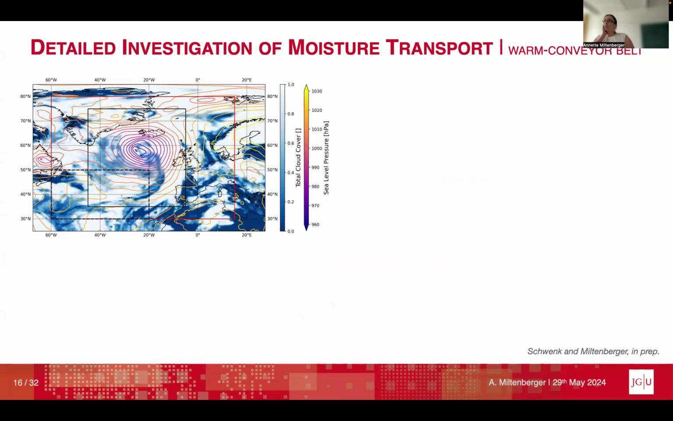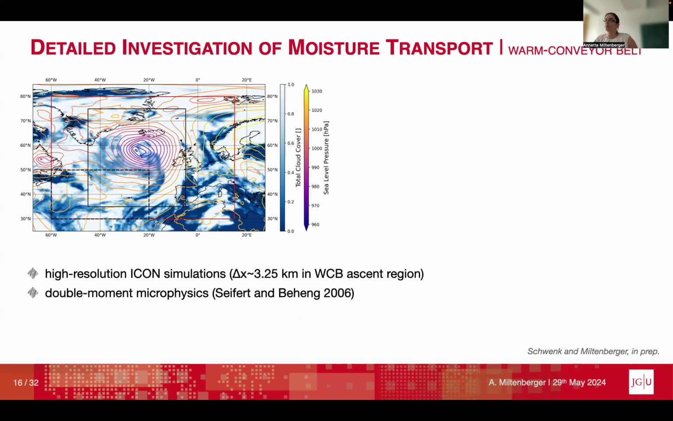For that, I want to first show you a few results from a high-resolution model simulation that we did for a warm conveyor belt. So you can see the specific warm conveyor belt that we're looking at in this picture. The blue-white shading shows you the total cloud cover. We did some high-resolution ICON simulations with a resolution of roughly 3 kilometers in the WCB ascent region, so where we think resolution is most important.